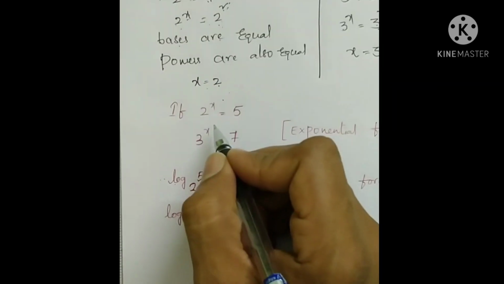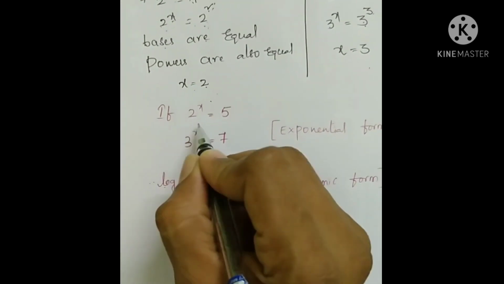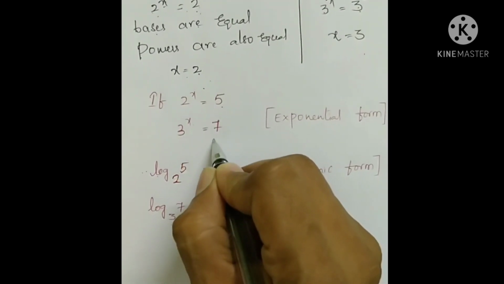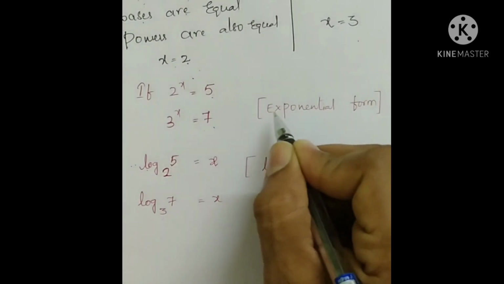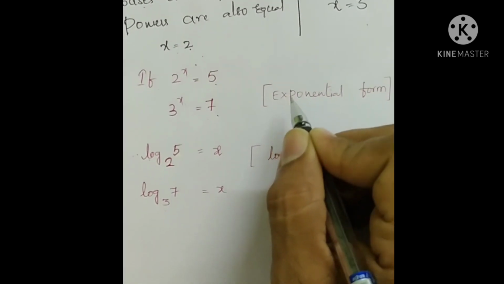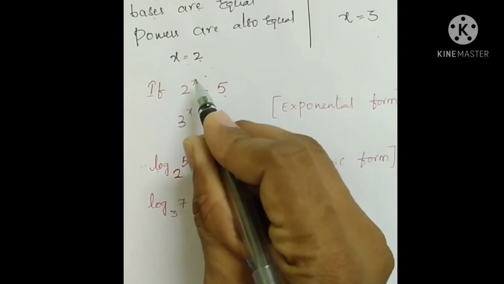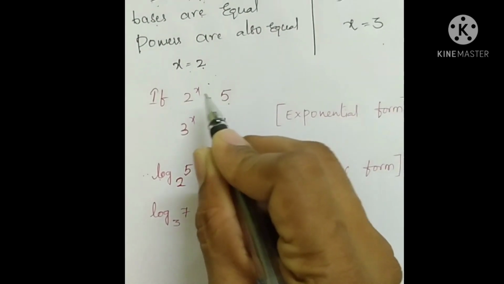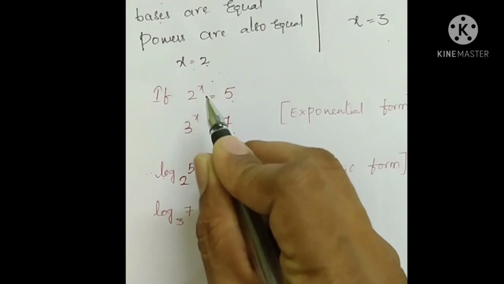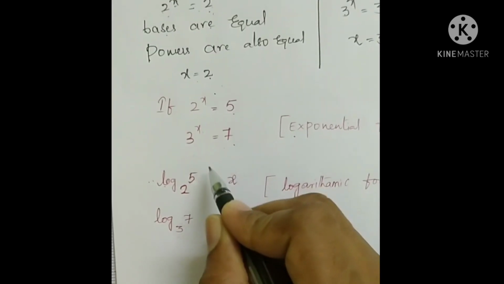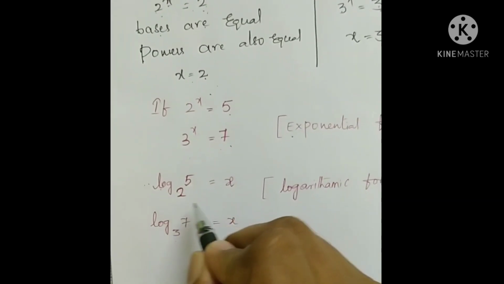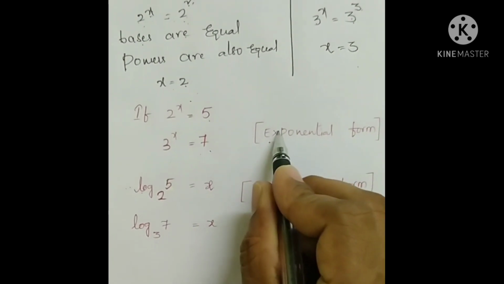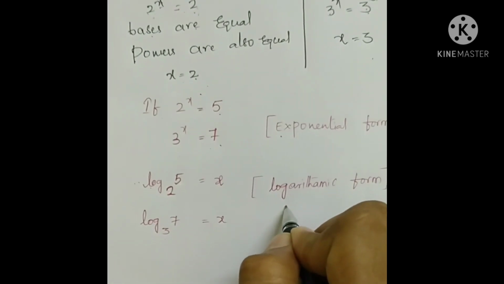Next, let's take another example. If 2 power x is equal to 5, 3 power x is equal to 7. These are in the form of exponentials. So here we can't find x by using exponential laws. These types of examples we can't solve with the help of exponential forms. In this situation, a new relation, the logarithm, is introduced. So logarithms are always the inverse forms of exponential forms.